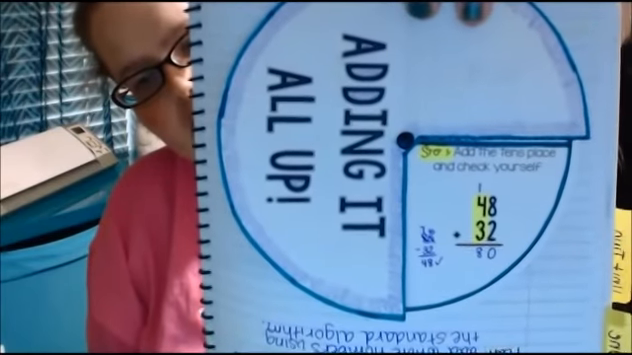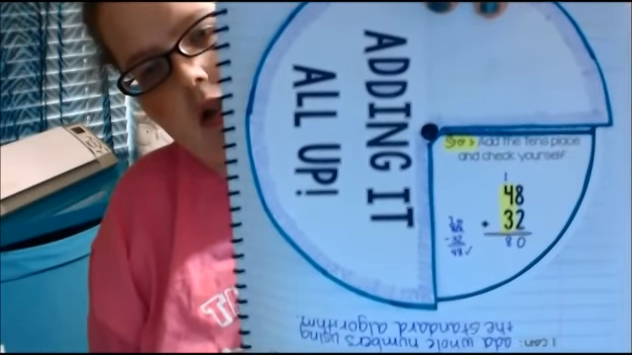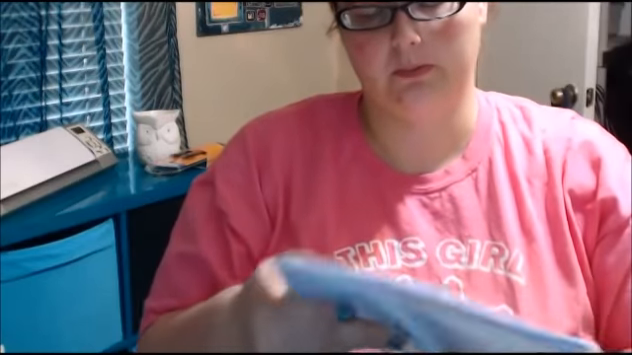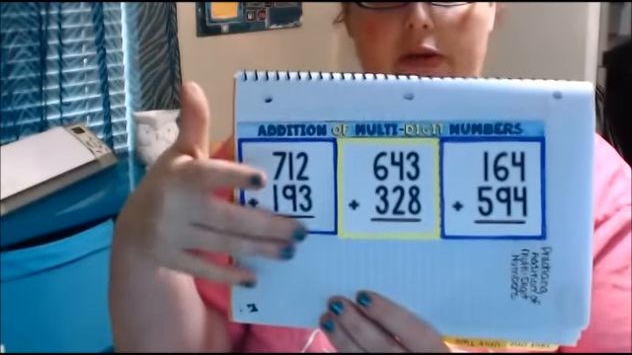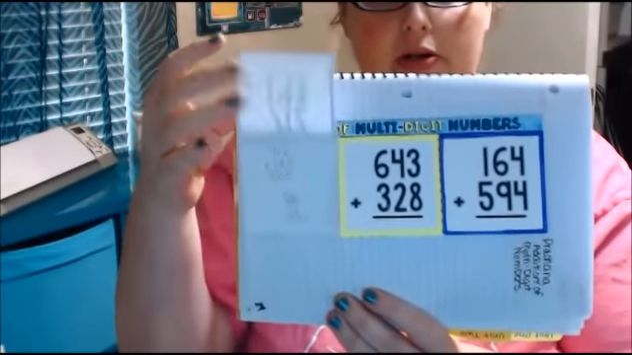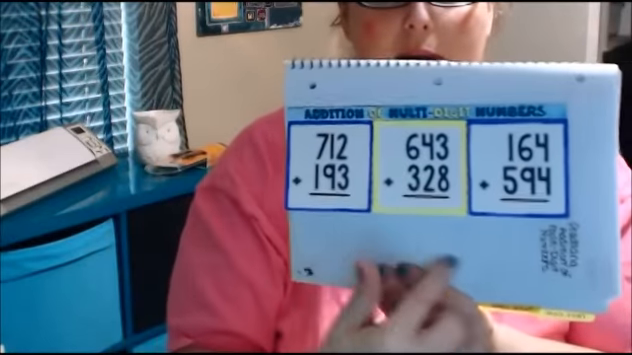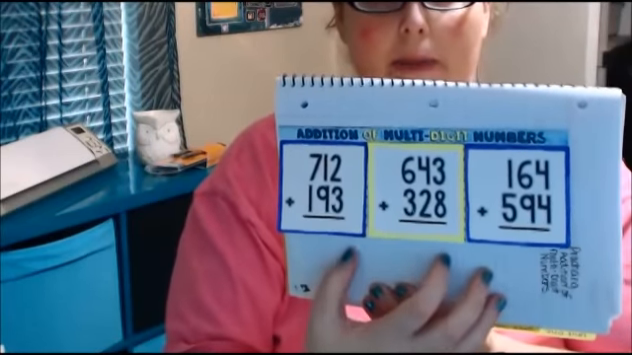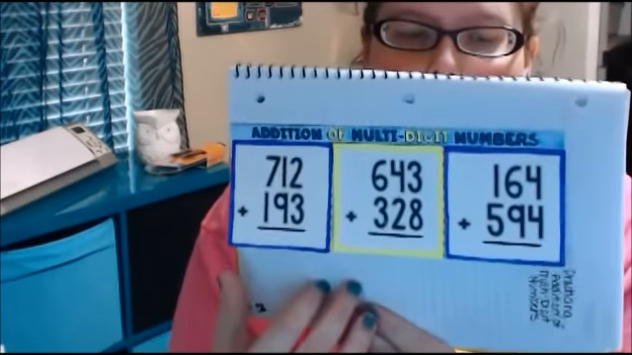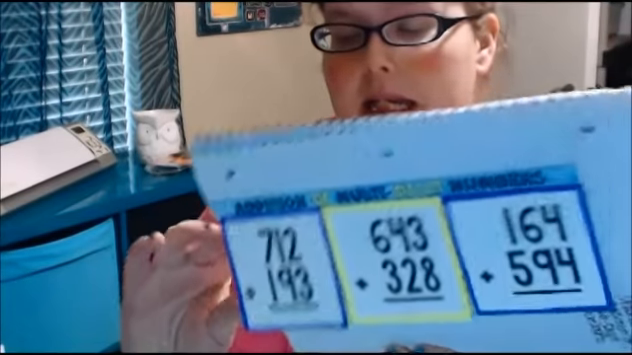Step 3, add the tens place and check your answer. So really, really simple, just shows students what to do. And then they have a chance to do 3 practice problems with multi-digit numbers under here. You could also have your students write something here about what they learned. They could create some of their own problems and test their neighbor and check it themselves. All of that great stuff that you could do.